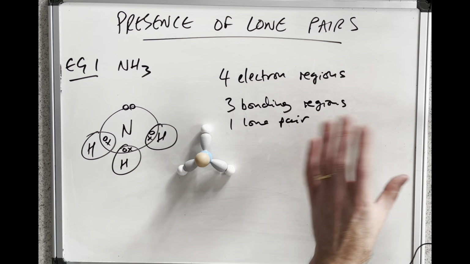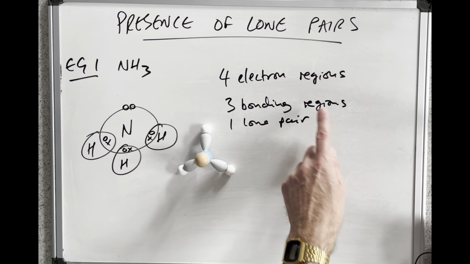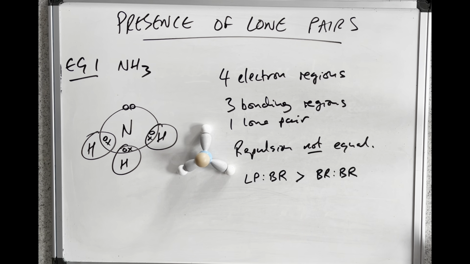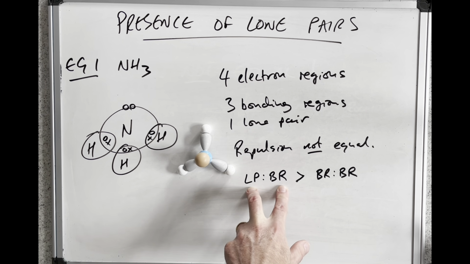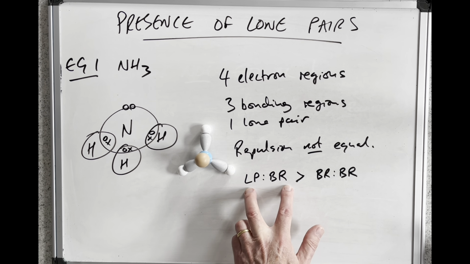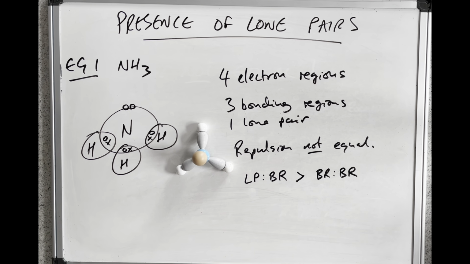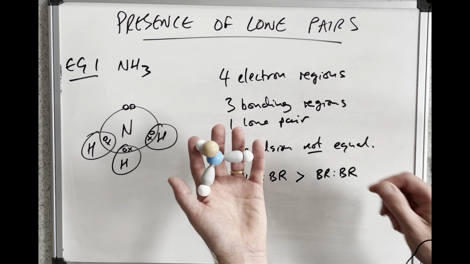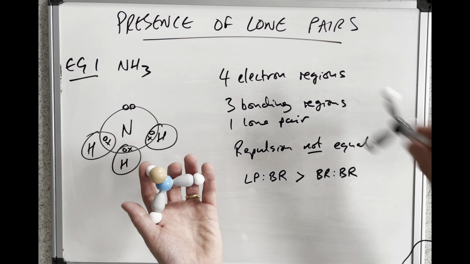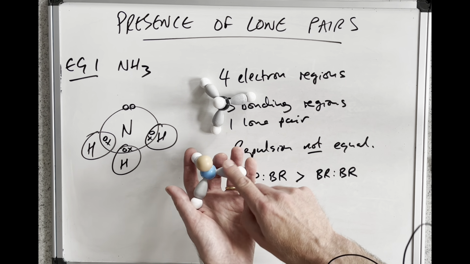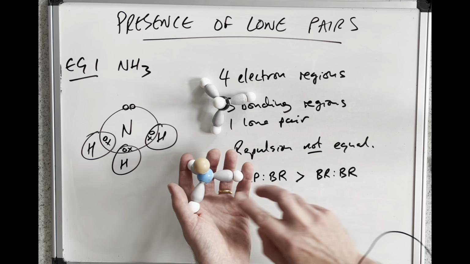Once you've established the total number of electron regions you've got, we now need to break it down into the types. So we've got 3 bonding regions and 1 lone pair. Because we've got different types of electron regions, we need to say that the repulsion isn't equal, and that's because lone pair to bonding region is greater than bonding region to bonding region. So I'll pick this up and show you the effect of that. The starting angle for 4 regions when they were all bonding regions was 109.5, but this repulsion here is slightly stronger than this repulsion here.